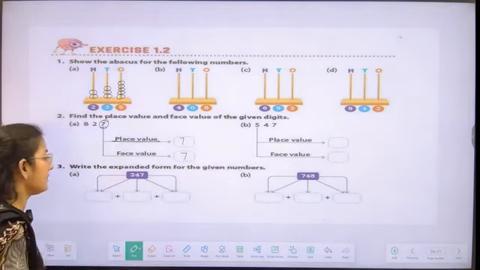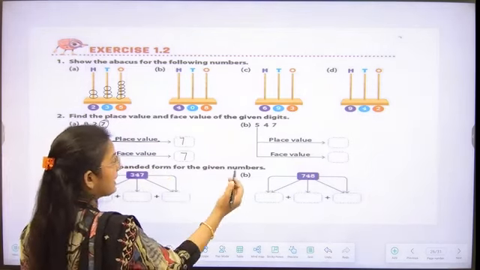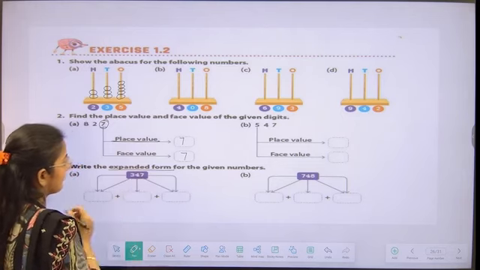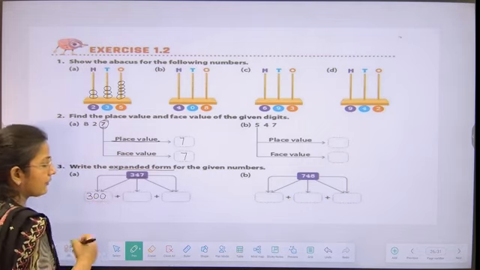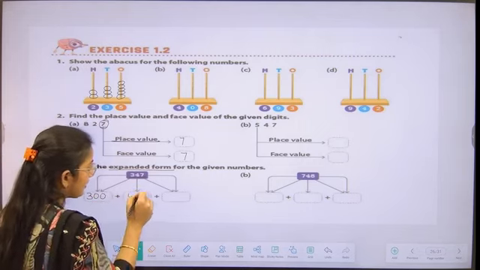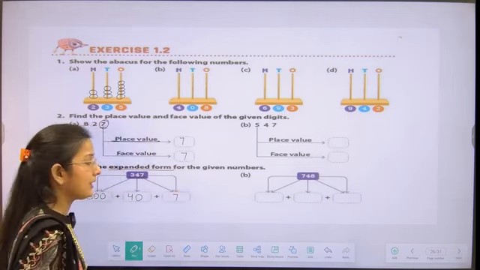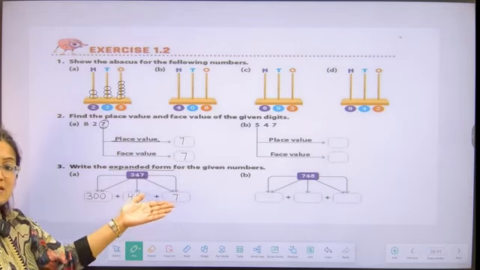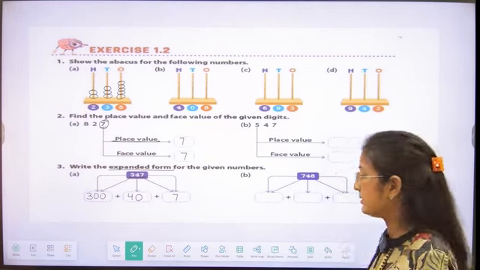Moving to the next one. What we have to do? We have to write the number in expanded form, students. So we are having 347. So 3 is at 100 place value. So we have to write 300 for that. 4 at tens place value, we have to write 40 for that. And 7 at ones place value, we have to write 7 for that. With this, we can write the number in expanded form, student. Second one, you can do it by yourself, student.